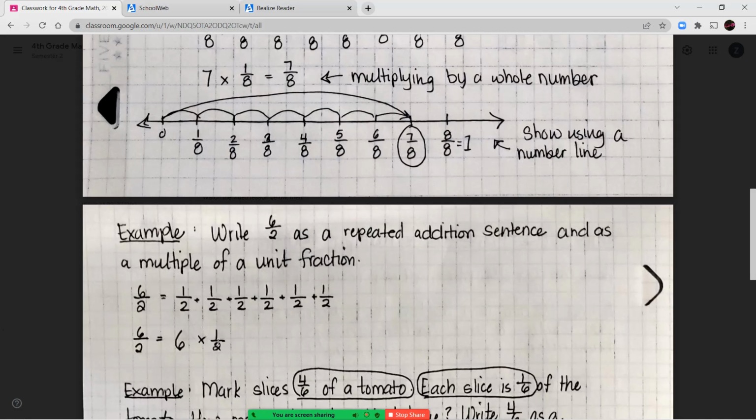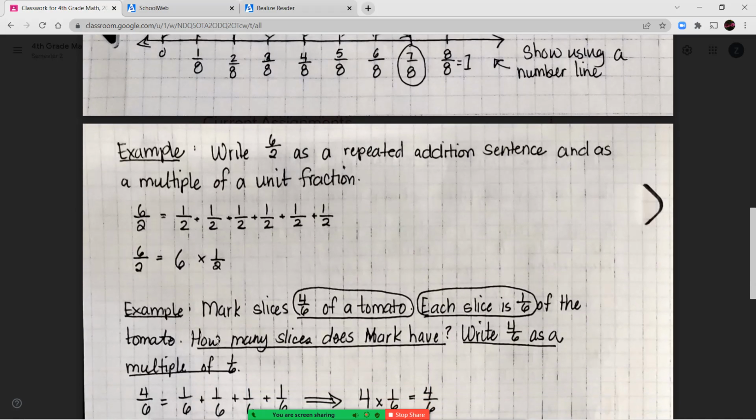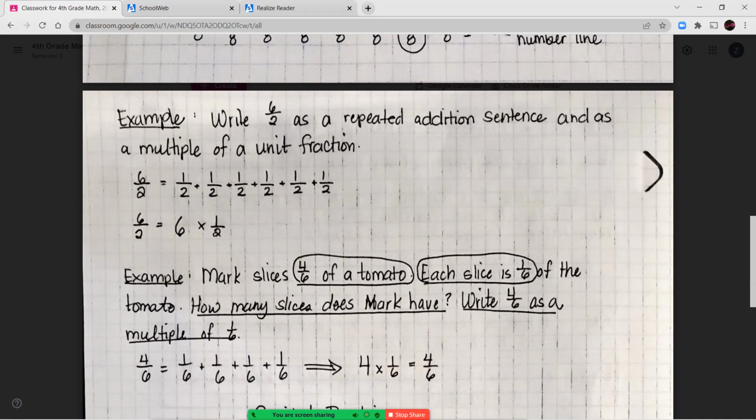Let's take a look at a third example. Here we have a word problem. It says Mark slices 4/6 of a tomato. Each slice is 1/6 of the tomato. How many slices does Mark have? Write 4/6 as a multiple of 1/6.